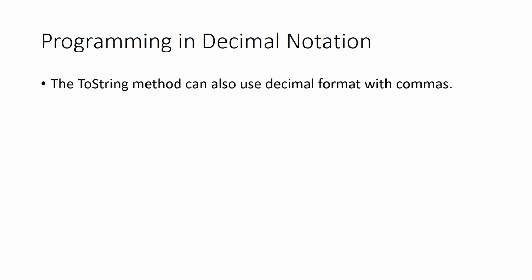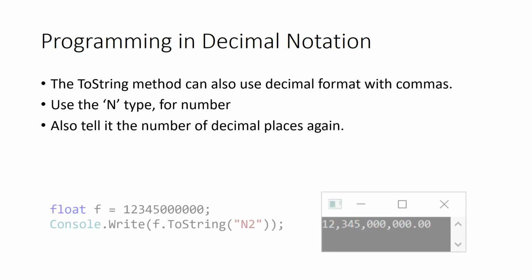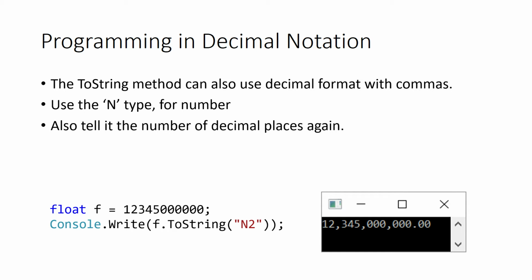The ToString method can also use decimal format with commas. This is the N type. I think it just stands for number, not engineering, although it is useful for engineering format. Again, tell it a number of decimal places as well. So for example, N2. If you give it a long number like that, it's kind of hard to tell exactly what that number represents, but convert it to N2 format, and you'll quite easily see the commas appear on the right hand side there, and that will help you see that it is 12,245,000,000.